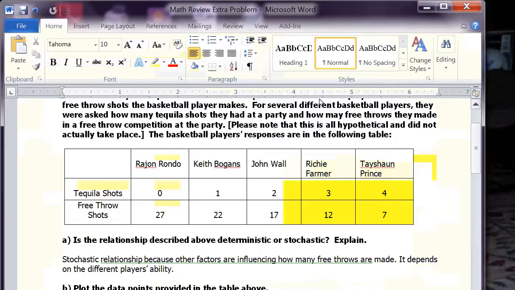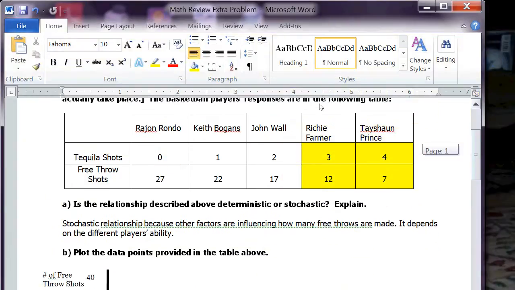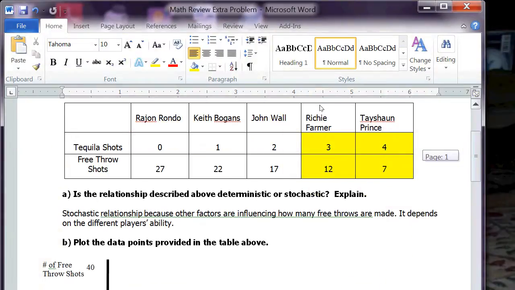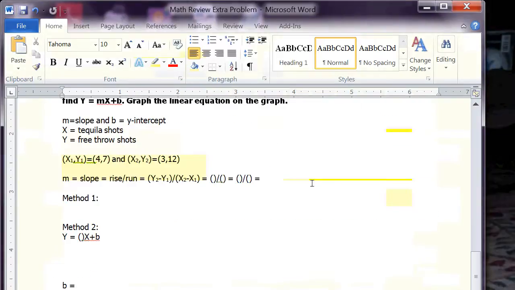If it was curved, we'd have to be a little bit more careful, but for a linear equation, this is fine. So the 4 yellow boxes are the coordinates of the points that I decided to choose. I picked Richie Farmer and Tayshaun Prince, so 3 and 12 and 4 and 7. If you come down here in our yellow, I said x1, y1 equals 4, 7, so that is 1 point, and then x2, y2 equals 3, 12, that is our second point.